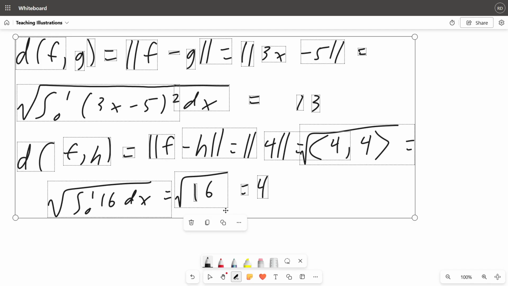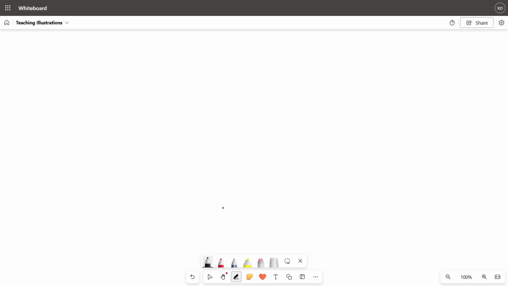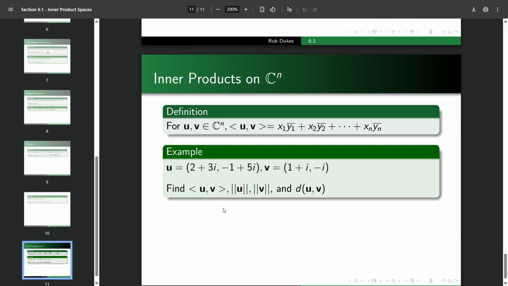Alright. There's one other type of inner product, and that's on complex numbers. If we have u and v that are complex, each one is xi comma yi, we don't dot product them the same way we would with real numbers.